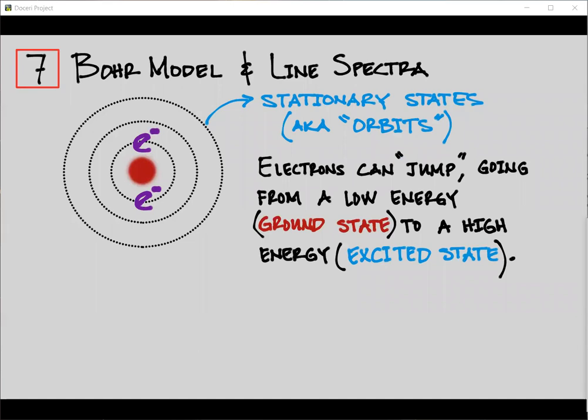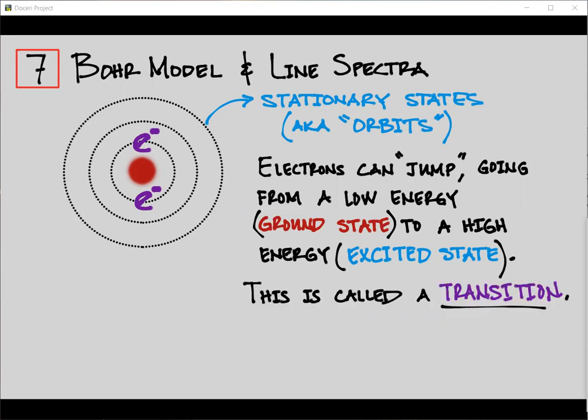And these electrons within these stationary states, they can jump up and down. They can go from a low energy ground state, which means low energy, to a higher energy, which is also known as the excited state. So they can jump up to an excited state, or they can go back down to the ground state. These electrons that go to a higher energy level are not very stable, and so they inevitably have to go back down to the lower energy level, which is the ground state.